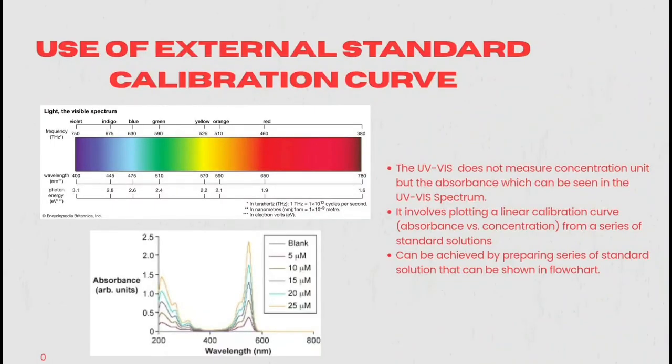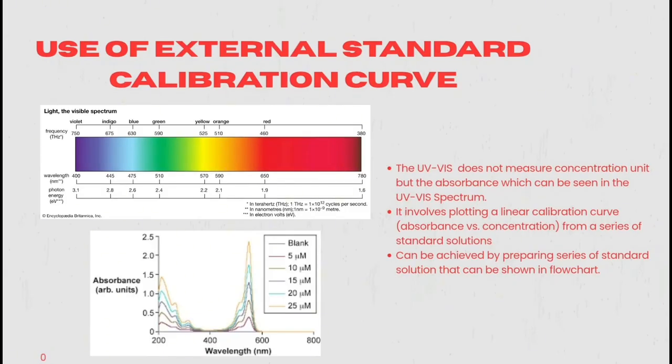This slide shows the use of an external standard calibration curve in UV-VIS analysis. A UV-VIS spectrophotometer does not measure concentration directly. Instead, it measures the absorbance value at a specific wavelength. To determine the concentration of a sample, several standard solutions with different known concentrations are prepared first.